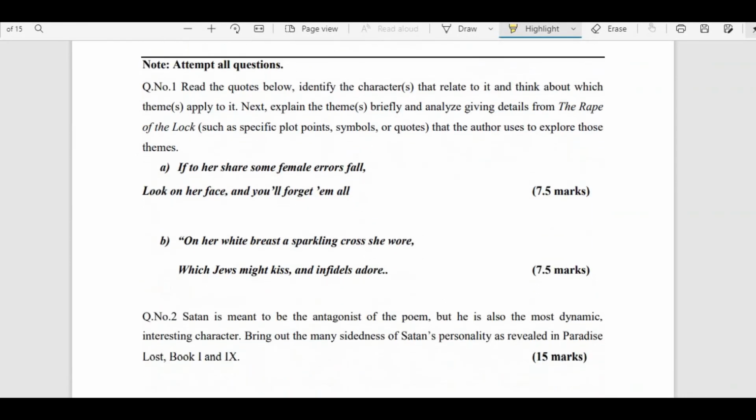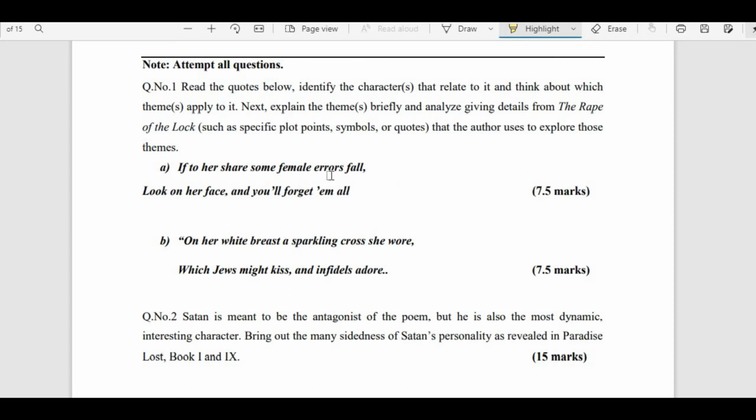Question number 1, read the extract below, identify the characters that relate to it and think about the themes applied to it, and next explain the theme briefly and analyze the given details from The Rape of the Lock. Okay, so lines are given, you have to give reference to the context. All right: if to her share some female errors fall, look on her face and you'll forget them all. Okay, this is taken from The Rape of the Lock, so you give reference to the context in this way.